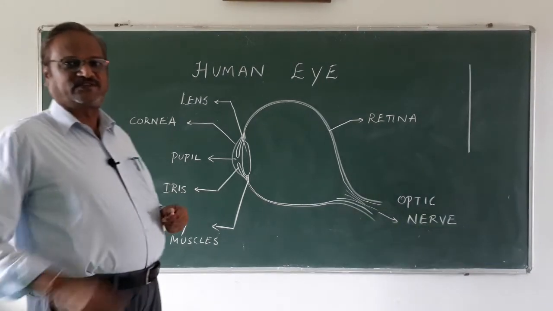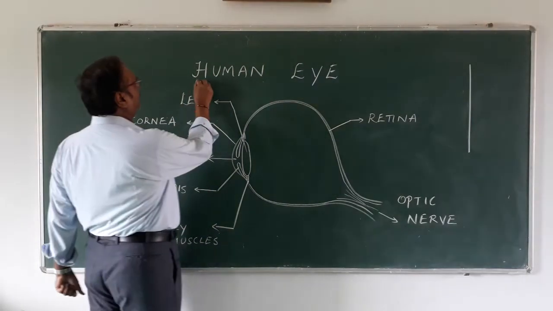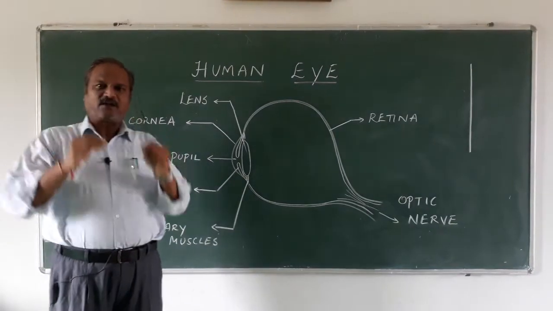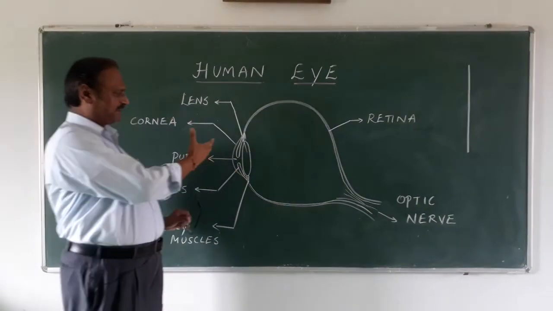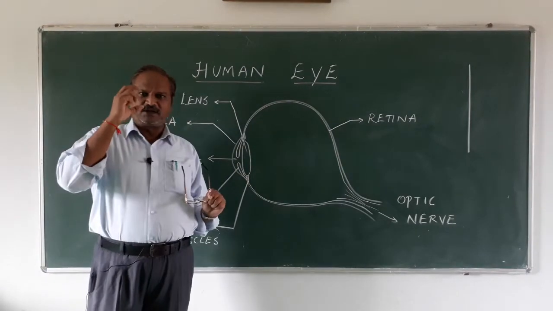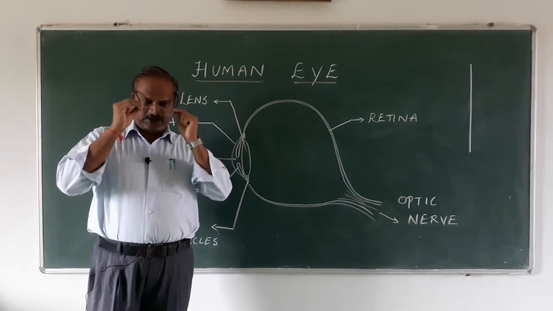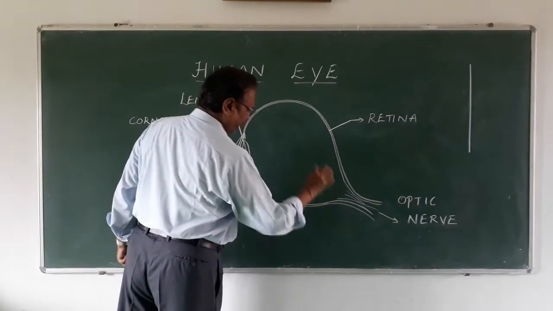Good morning, students. Today we are going to learn about the human eye. You see, we all are seeing with our eye. Now, in this lesson, we are going to study what a human eye is and how the human eye is functioning. Now, this is the structure of a human eye.